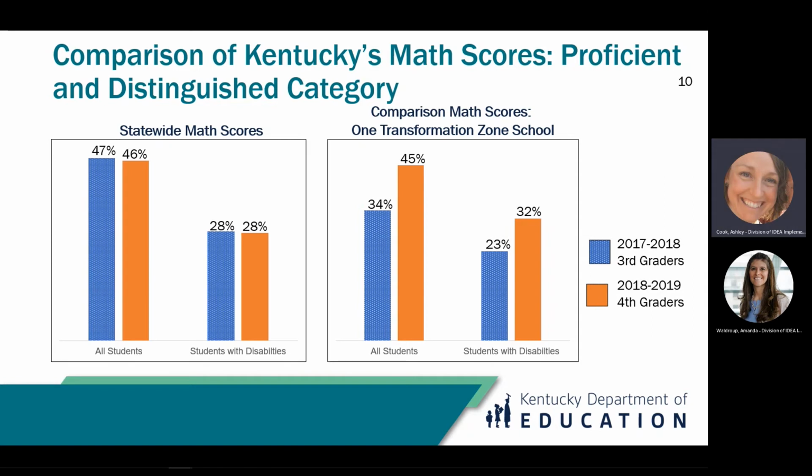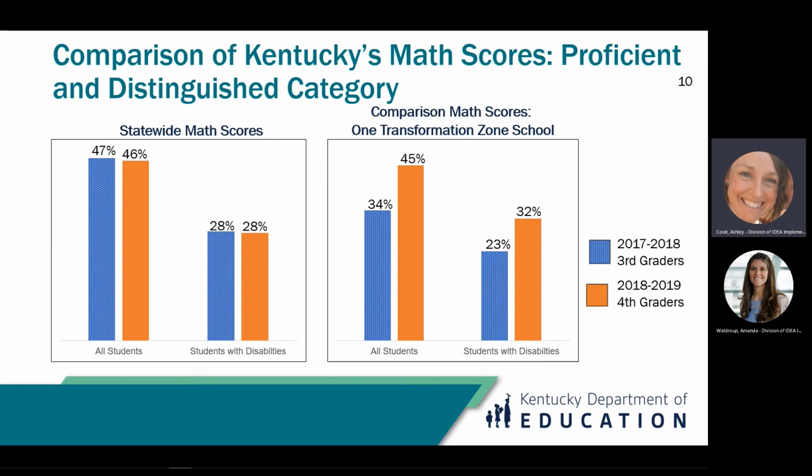When we look at students with disabilities, we see that those students stayed roughly the same. There actually was a small decrease between 17-18 and 18-19, but it would round to the same number. And then in our right-hand set of graphs, we're looking at a comparison school.